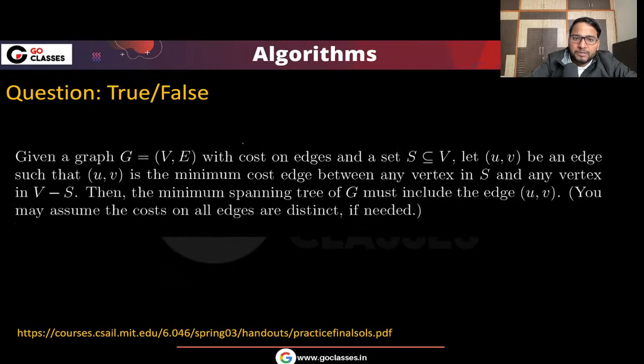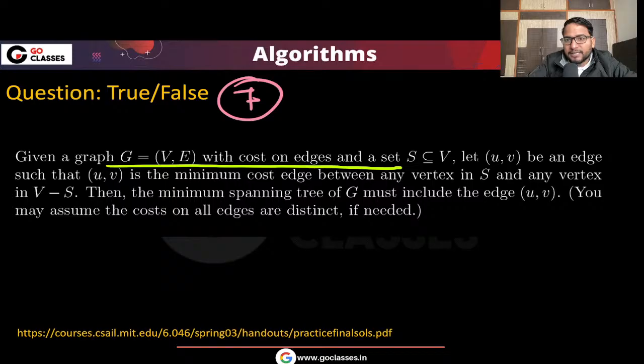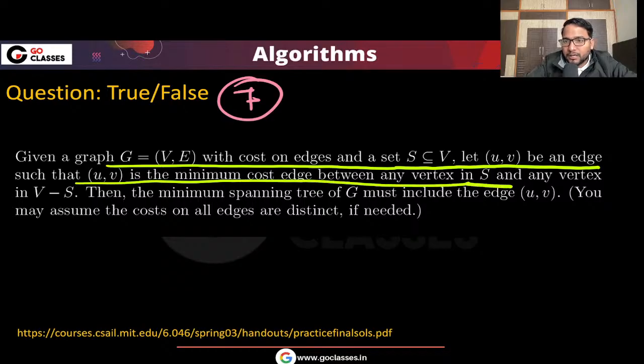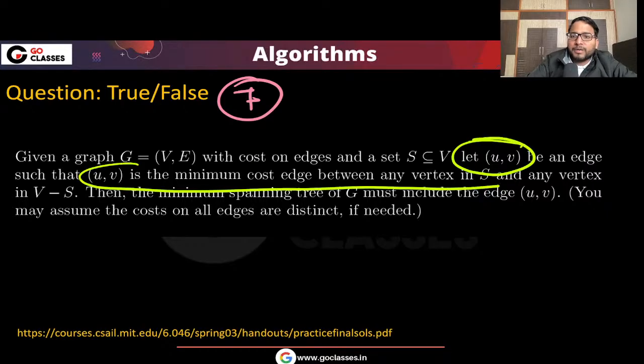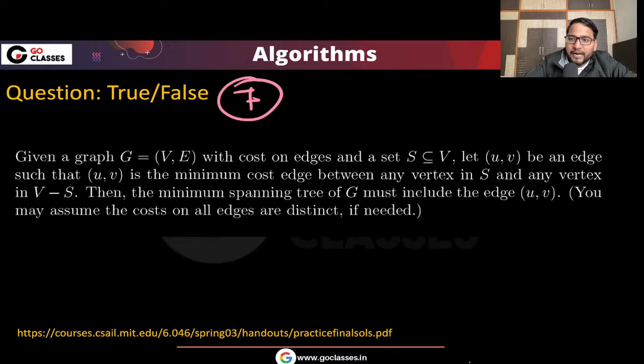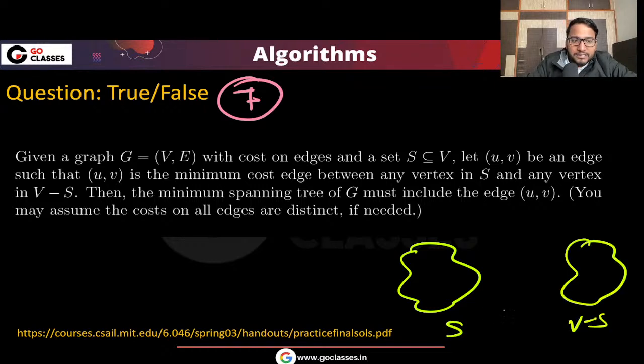Now let's see question number 7. What they are saying is that given a graph with cost on edges and a set S, let UB be an edge such that UB is the minimum cost edge between any vertex in S and any vertex in V minus S. Which means there's a cut. Let's suppose this is S, this is V minus S, and E is the minimum.